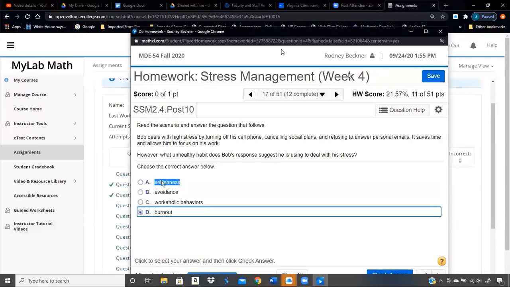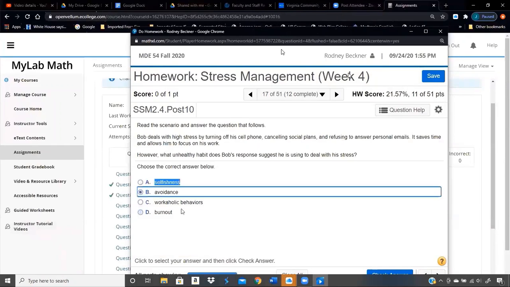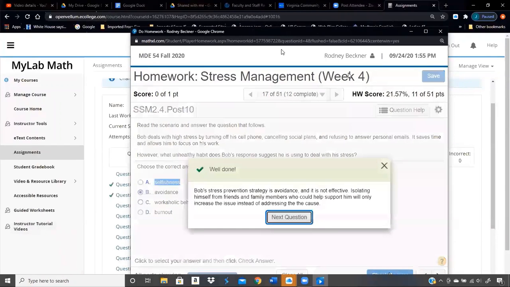Or burnout. Burnout could be a product of all of this by just work. He could burn out from that. But it just does seem that the initial problem is avoidance, so let's try that out. And there we go. Avoidance is not always effective. They say it's just not effective.